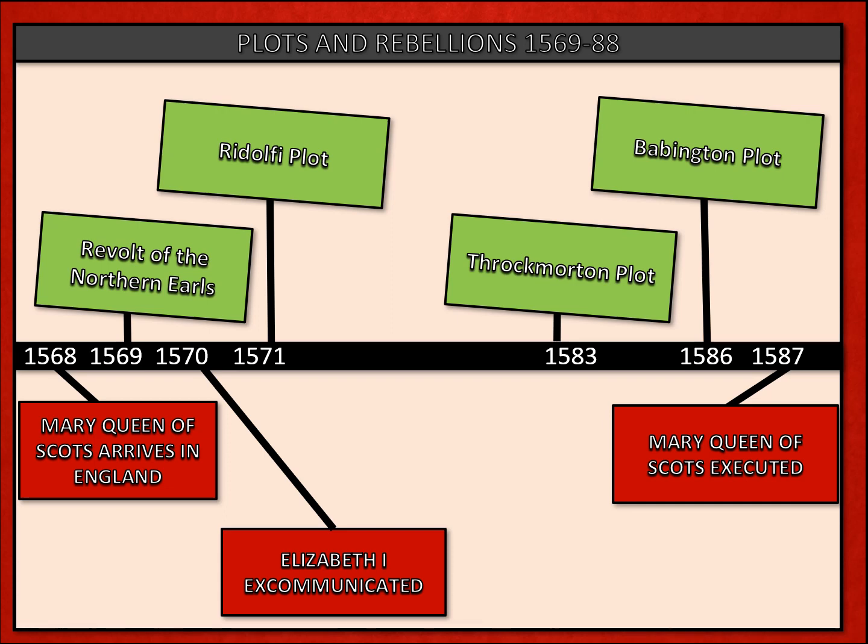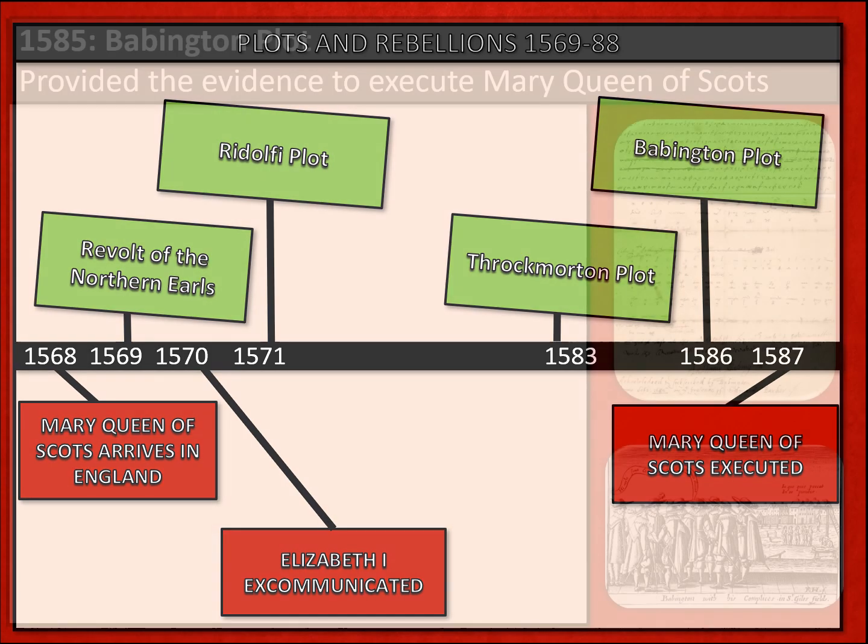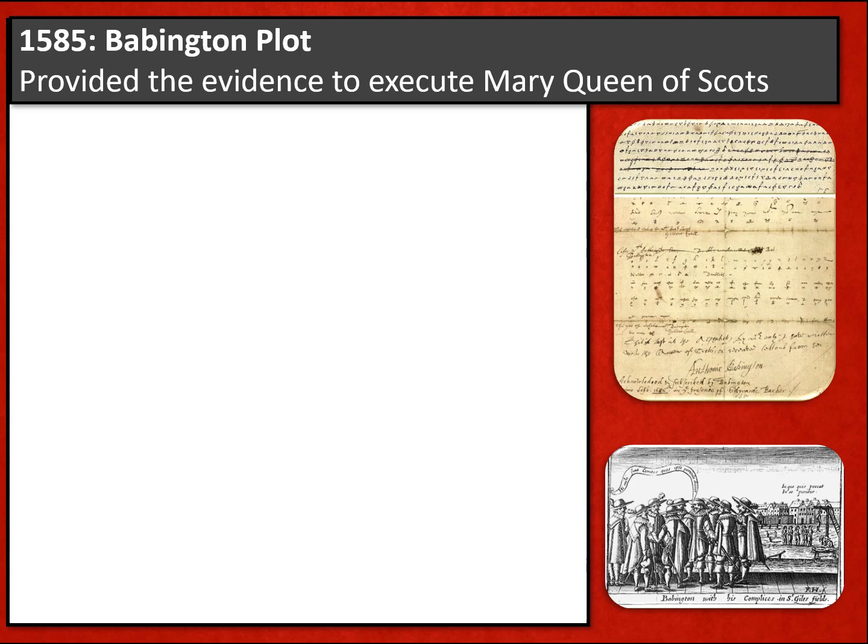Okay, we're going to look finally at the Babington plot of 1586, a plot that directly leads to Mary Queen of Scots' execution. So we've looked at some fairly familiar themes now. I want you to get an idea that at this point, Elizabeth's ministers, Francis Walsingham, and another one of her secretaries, William Cecil, are really waiting to eliminate Mary Queen of Scots, and are looking to build evidence against her.